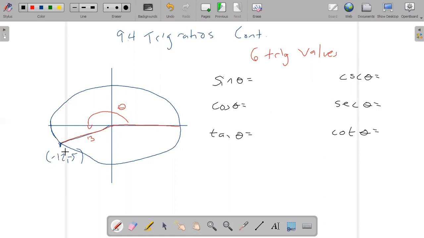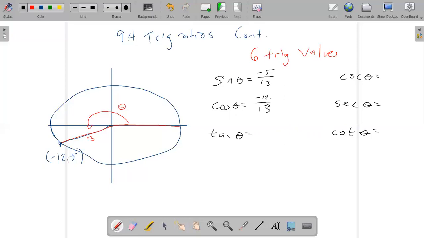So I have -12 as my x value. I have -5 as my y value. I know that my sine value is the same thing as y over r, so it's going to be -5 over 13. My cosine value is x over r, so -12 over 13, not -13.